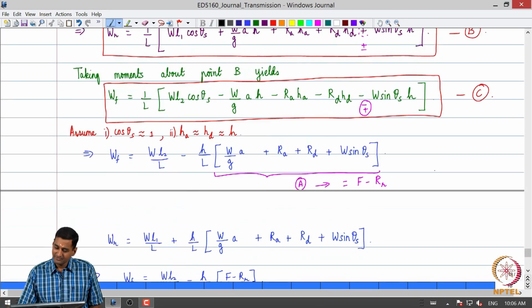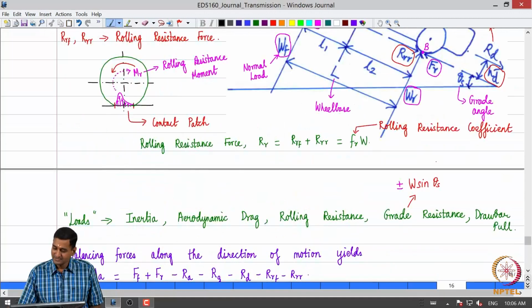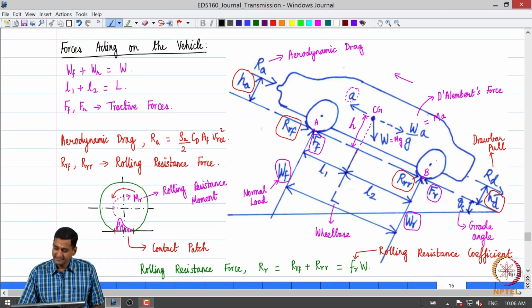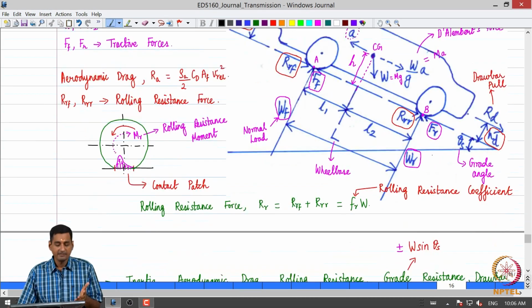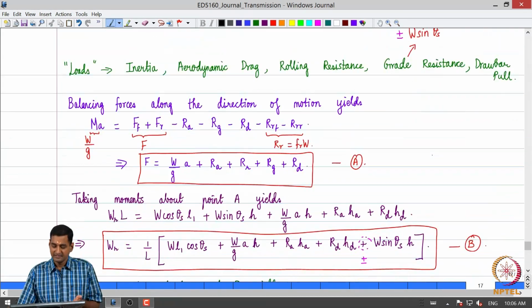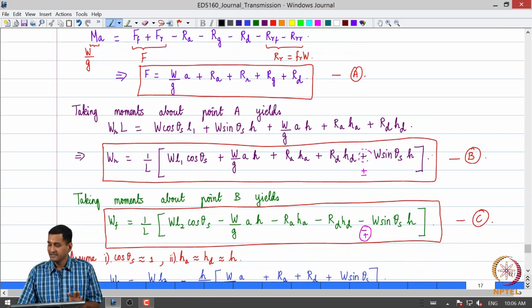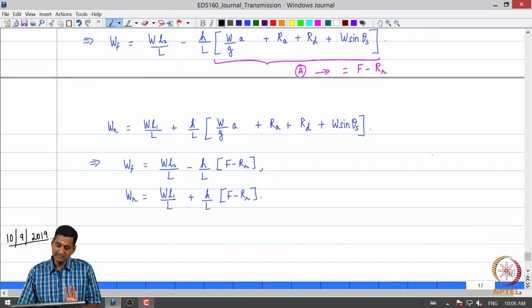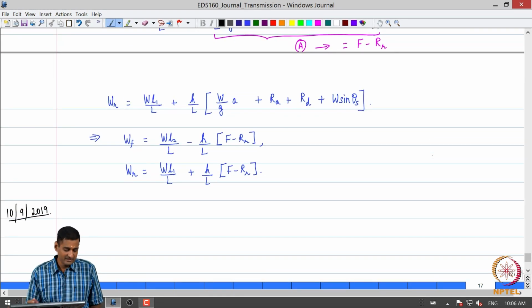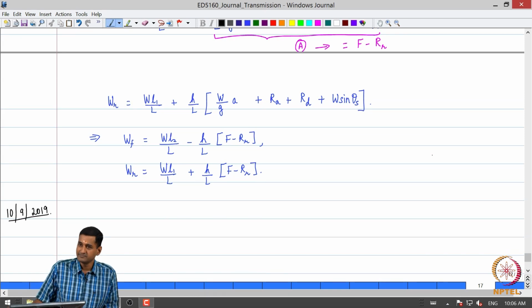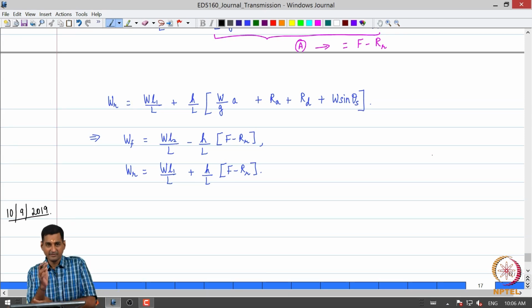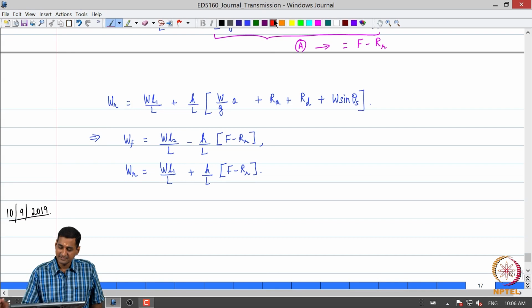A quick recap, what we were doing yesterday was to consider the forces that were acting on the vehicle. We looked at the physics behind these various force terms, and we essentially wrote down the governing equations, and the place where we stopped was to get the expressions for the loads on the front wheels and the rear wheels respectively. Okay, so this is where we stopped. So let us continue from here.